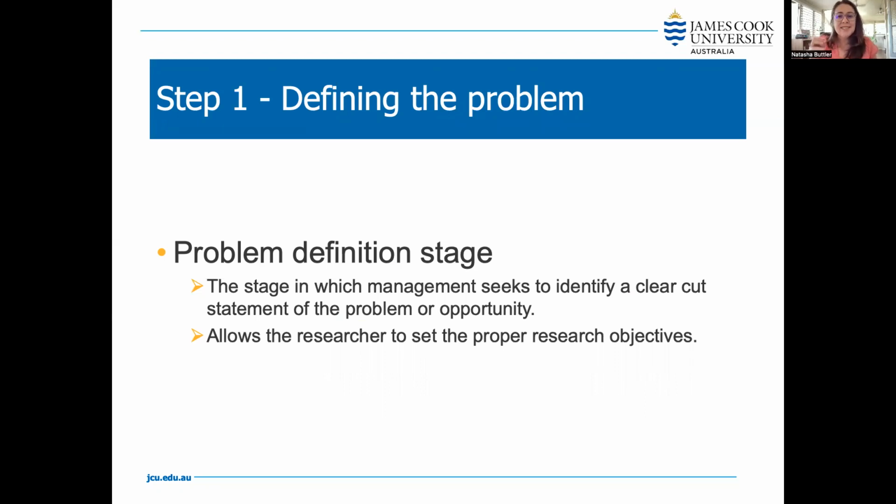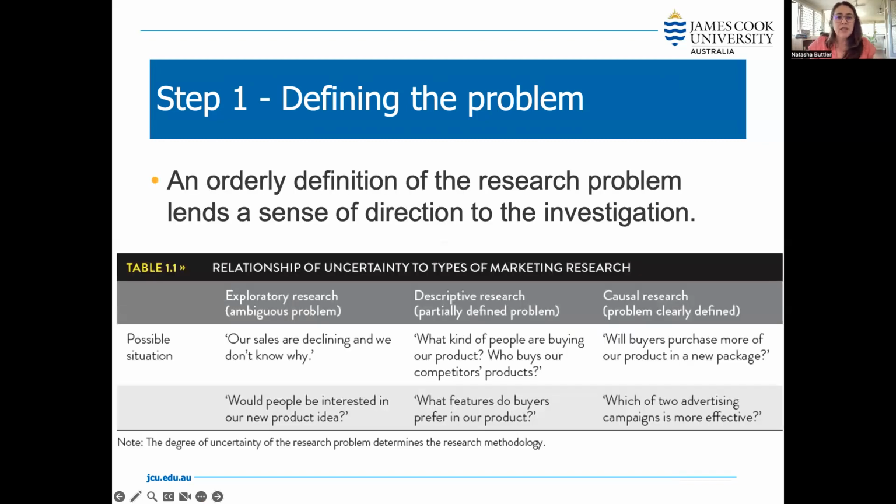Marketing research must have clear objectives and definite designs. And problem definition is probably the most important, yet the most neglected area of market research. So it is really important to be very clear about exactly what it is that you are researching, or the problem that you want to solve by undertaking this research. An orderly definition of the research problem lends a sense of direction to the investigation. It tells us where we want to go, what we want to find out. And so it's really important here to be specific.